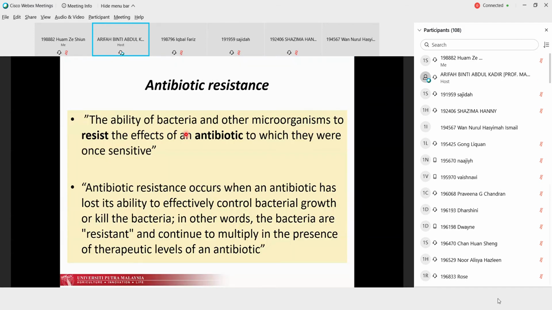So a little bit on the antibiotic resistance. I think I've covered this in my previous lecture. It is the ability of bacteria and other microorganisms to resist the effect of an antibiotic to which they were once sensitive. The first time you use it, they are sensitive, but when you use it the second time, it's not effective. So you have to change to another antibiotic. That is antibiotic resistance.